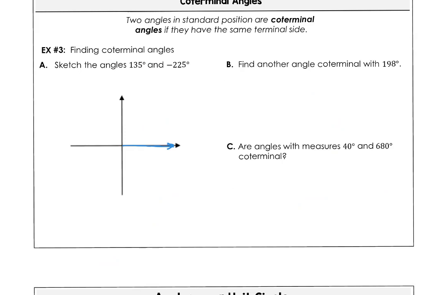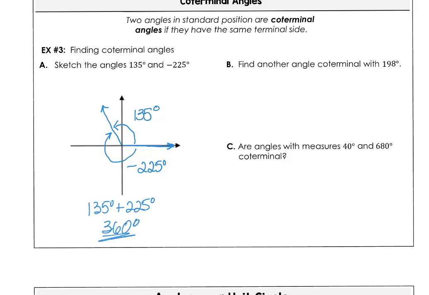Example 3, we're going to find coterminal angles. Our first angle, starting with the initial side on the x-axis, if we go counterclockwise 135 degrees and clockwise 225 degrees, the positive angle 135 and the negative angle 225, their net sum, the absolute value, adds up to be one full rotation. 225 and 135 is 360, so we have that full rotation.